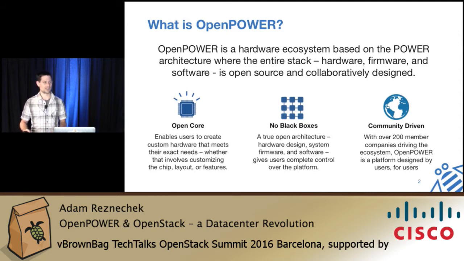So OpenPOWER is a hardware ecosystem based on that architecture, where the entire stack, the hardware, the firmware, and the software that runs on the system design itself, is all open source and collaboratively designed as part of the project. And it's really focused on three primary tenets. We've got what we call the open core. This open core is what we do to enable users to create custom hardware, custom offerings as part of their deployments that they can customize to meet their exact needs.